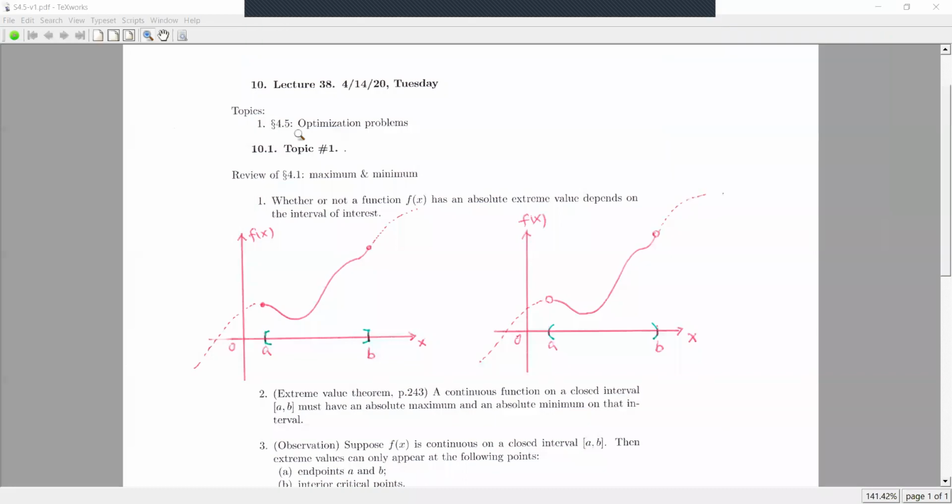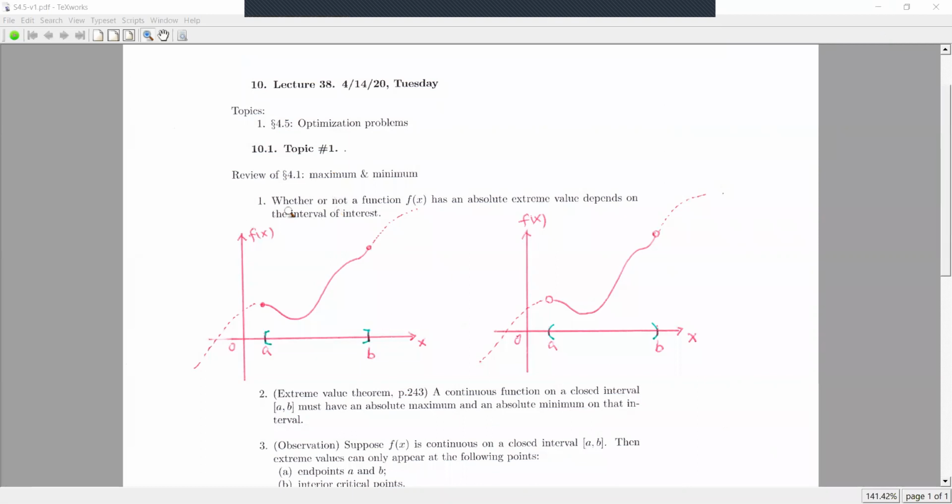Section 4.5, optimization problems. Because we need the tools in section 4.1 to solve the problems in this section, let's take a review of section 4.1 first. Section 4.1 is about maximum and minimum function values of a function over some interval.